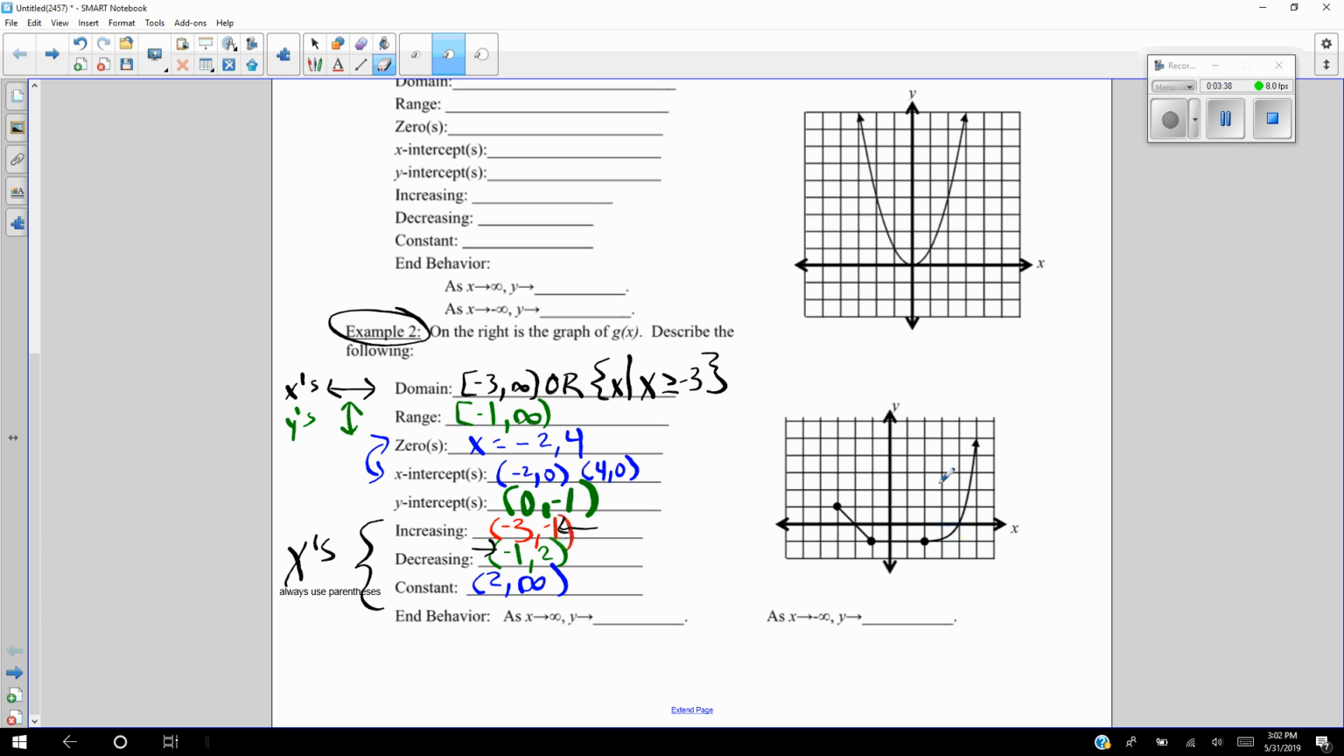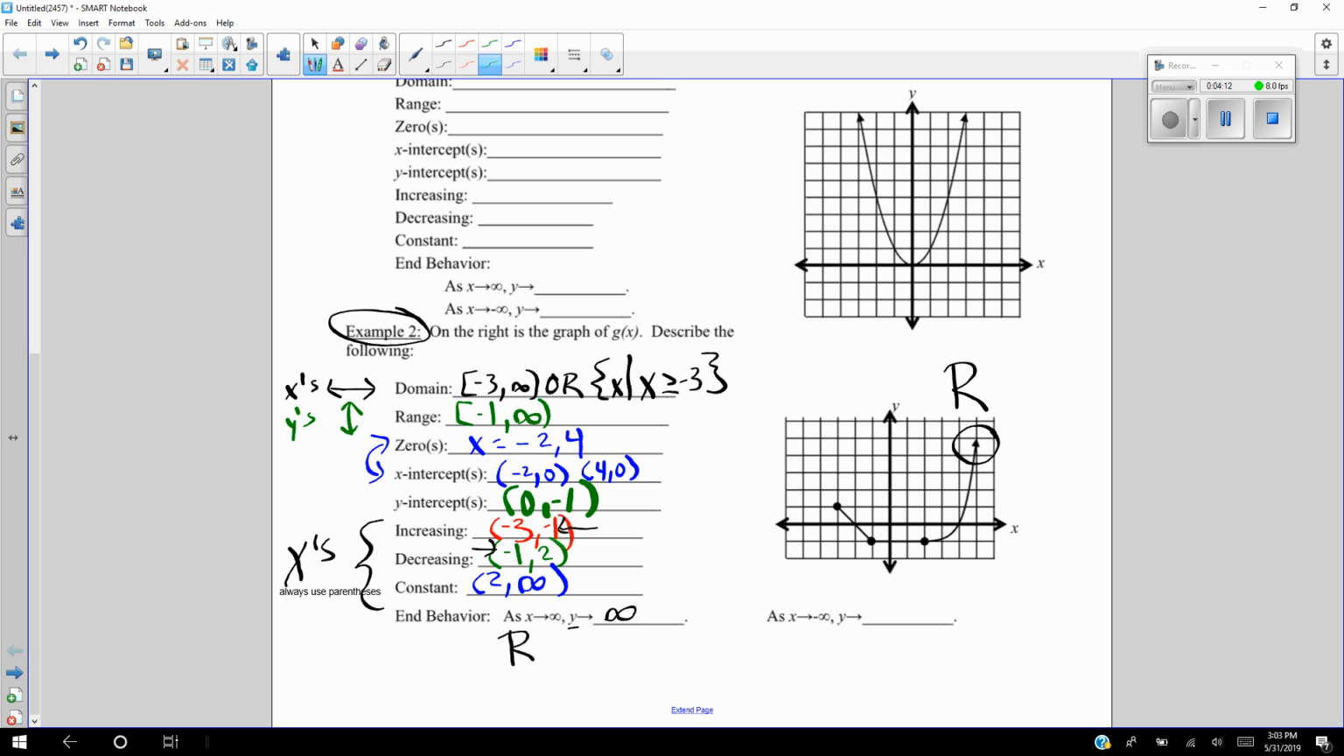And then finally, end behavior. In end behavior, as x approaches positive infinity, that implies that we're looking at the right end of this graph. So find the right end of this graph where x is approaching infinity. There's our right arrow. So that's our right end. What's the right end doing as far as the y values are concerned? It's going up forever. So we're going to put positive infinity.